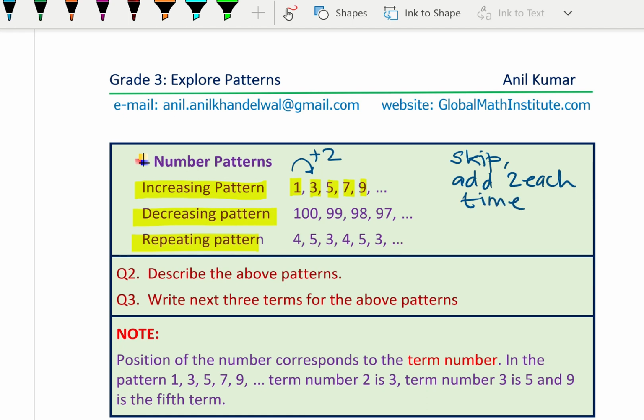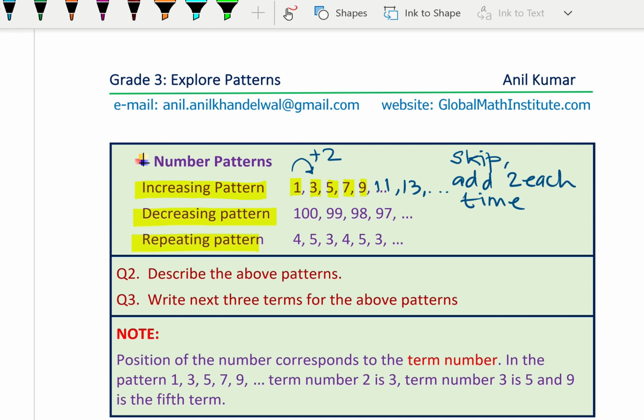You can also extend this. So the next number could be 11 and then 13 and so on. Correct. So we know exactly how the pattern should be followed, and we can now write down the other terms coming in this pattern. Now let's look into the second type of pattern in numbers, which is the decreasing pattern.